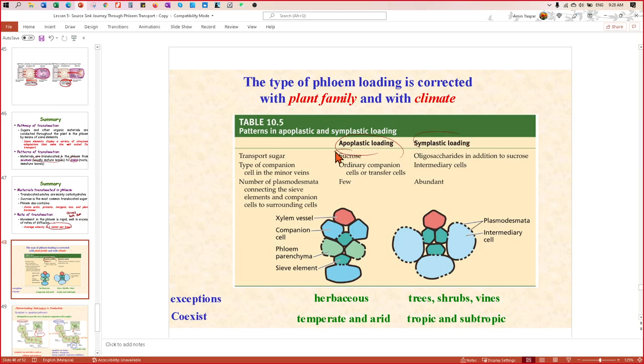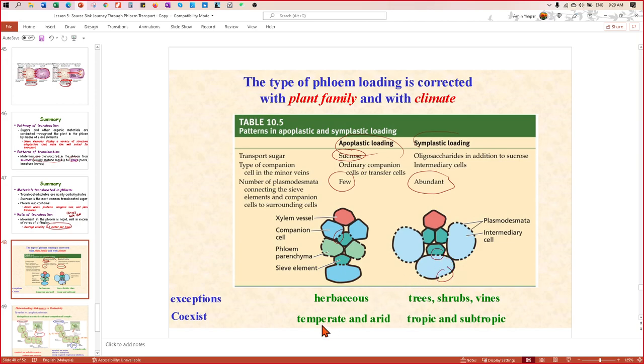Okay, so another summary, between the apoplastic loading and the simplastic loading. Apoplastic loading can only deal with sucrose, only one thing. Can it deal with a more complex polymer like raffinose? No. Other kinds of oligosaccharide, go to simplastic loading, please. Type of companion cells for the apoplastic: the ordinary companion cells or the transfer cells. For the simplastic loading, intermediary cells. Number of plasmodesmata: very few versus very abundant. Okay, so this is faster. This is the depiction here. You can see only a few plasmodesmata versus lots of plasmodesmata.